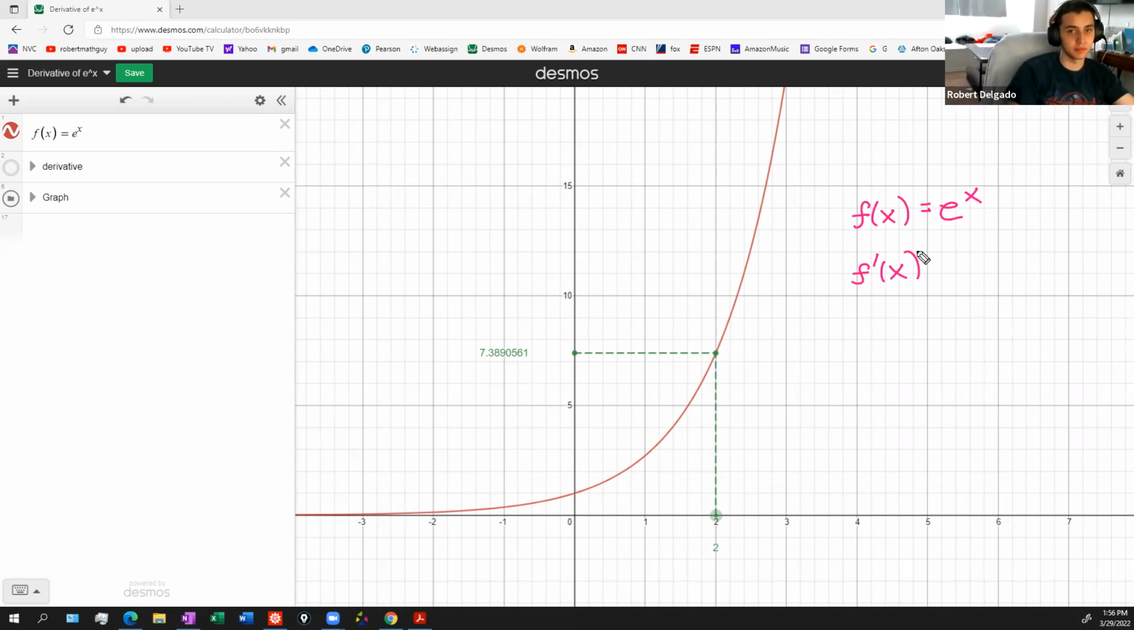No. I want you to think about this. Look, when I plug in 2 into this function, it spits out 7.38. But you're telling me that's exactly the same value I'm going to get if I take the derivative. Yes?